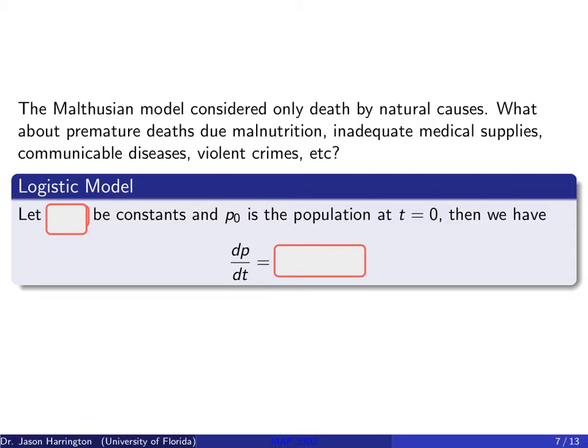So here's what I have. I'm going to let A and B be constants, and I'm going to talk a little bit about where all this comes from. And P naught is the initial population at t is equal to 0, just like before. But now we're going to have dP/dt equal to P times (A minus B P). And I'll talk a little bit about why that is.